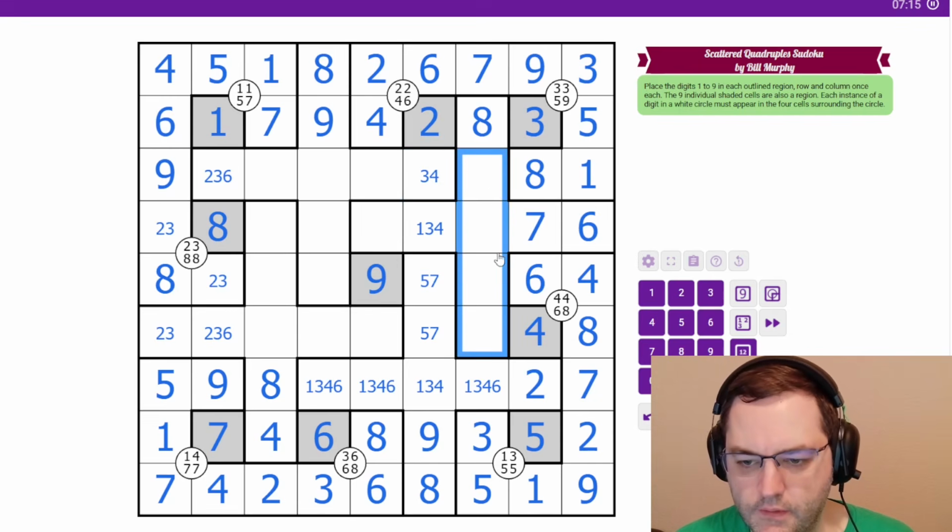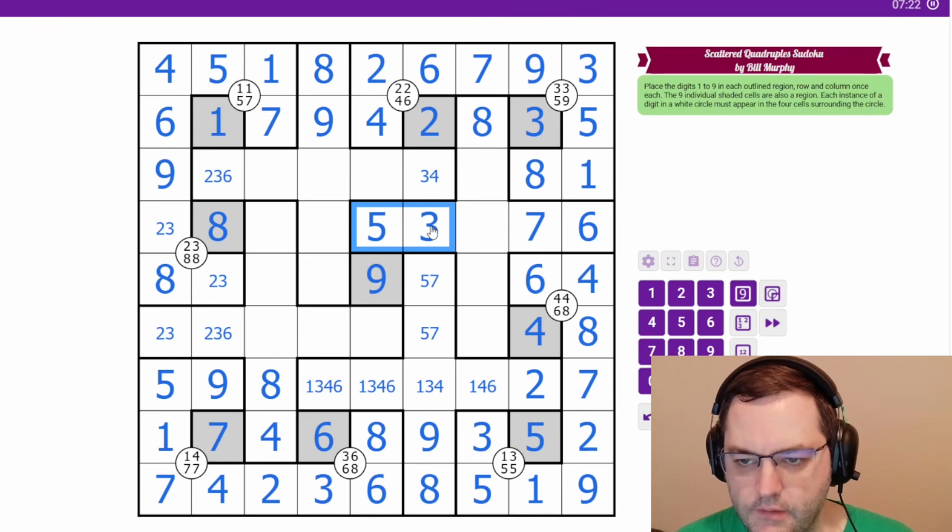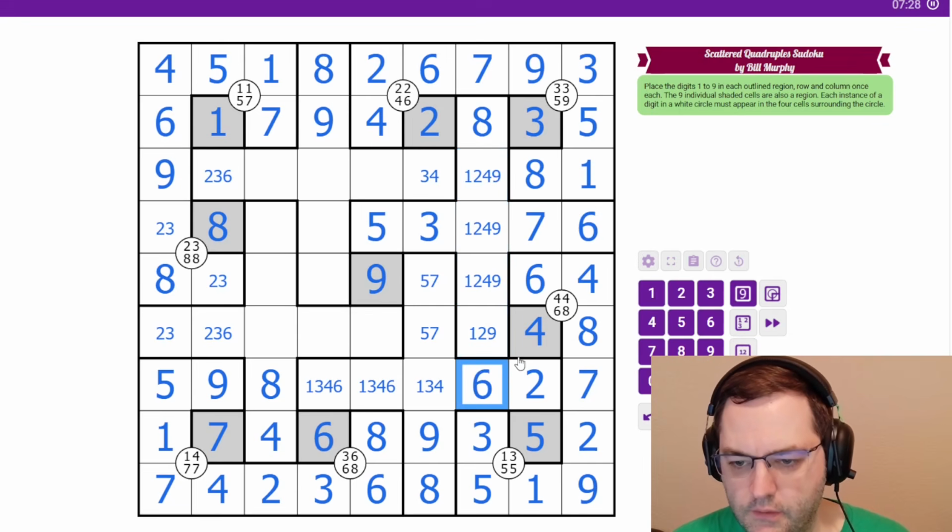Okay. This is the sort of thing I was looking for and just wasn't seeing it. 3 and 5 can't go in these cells. So this is 3, 5 like this. It's the only place they can go. These are 1, 2, 4, and 9. And so this must be the 6.